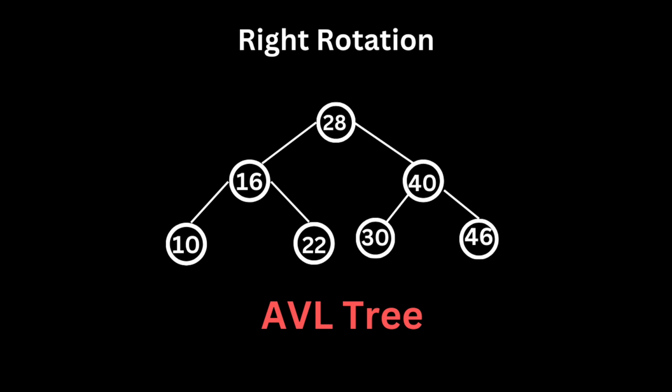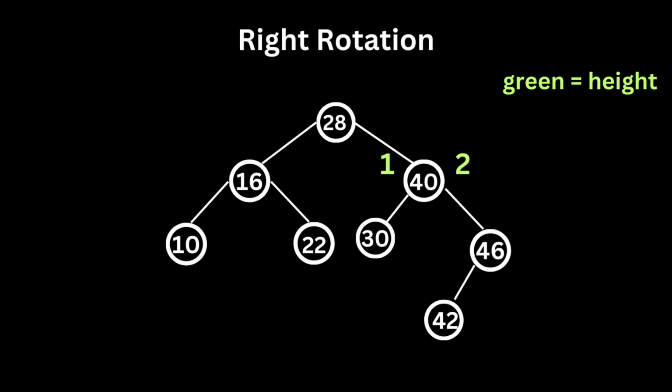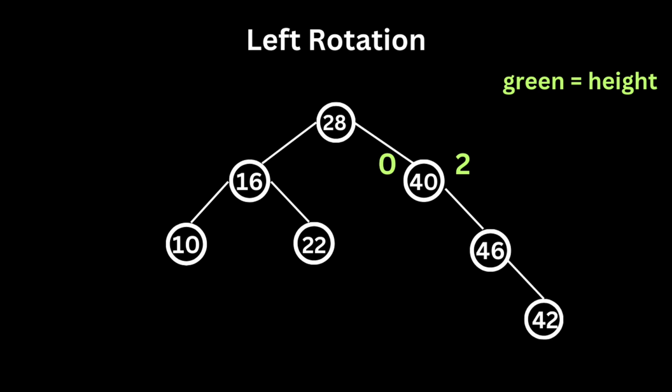Let's check another example of a right rotation. This time imagine node 40 has a right child, node 42. The movement of nodes 46, 40, and 30 remains the same. However, node 42 will become the left child of 46 after the rotation, and that's what a right rotation looks like. Left rotation is the opposite movement of right rotation.